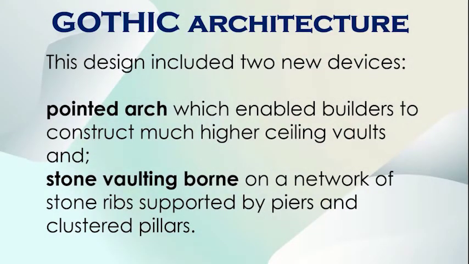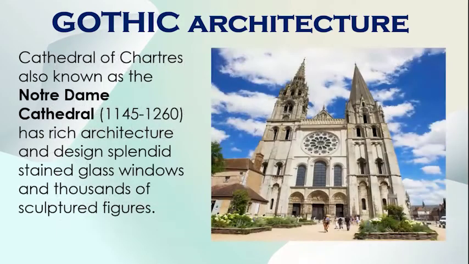So this design included two new devices: pointed arch, which enabled builders to construct much higher ceiling vaults, and stone vaulting borne on a network of stone ribs supported by piers and clustered pillars. Here's an example of the Gothic architecture. So this is called the Cathedral of Chartres, or also known as the Notre Dame Cathedral. This cathedral has rich architecture and design, as well as splendid stained glass windows and thousands of sculptured figures.